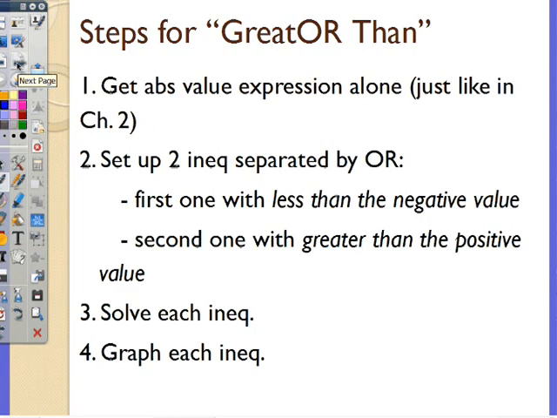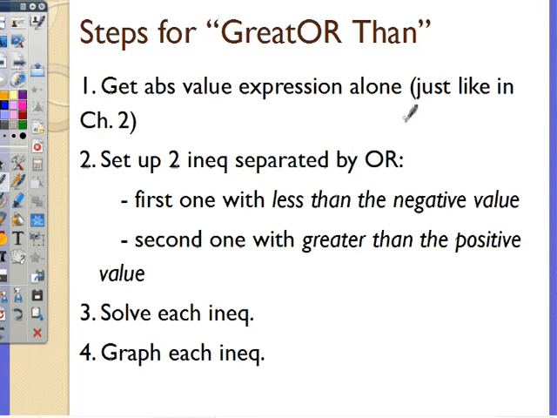Step 1: get the absolute value expression alone, just like you did in chapter 2. A lot of you weren't so good at this part in chapter 2. You wanted to just go ahead and take the absolute value bars off and just proceed. You cannot do that. You've got to get the absolute value part all by itself first on one side of the inequality. Step 2, set up two inequalities separated by or.